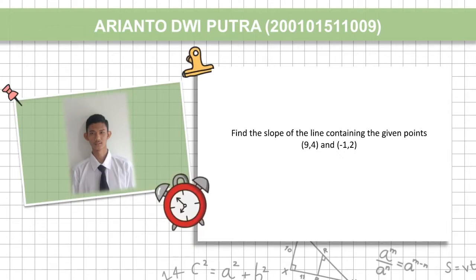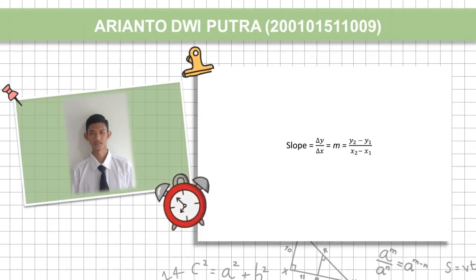I'll talk about finding the slope of the line containing the given points (9, 4) and (-1, 2).